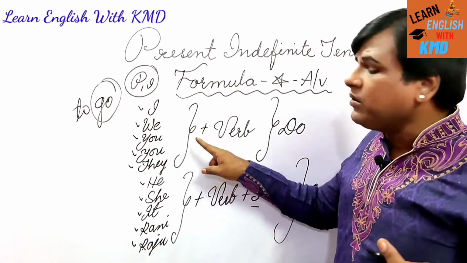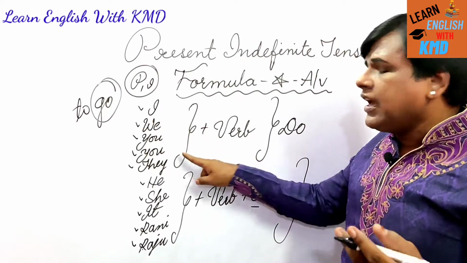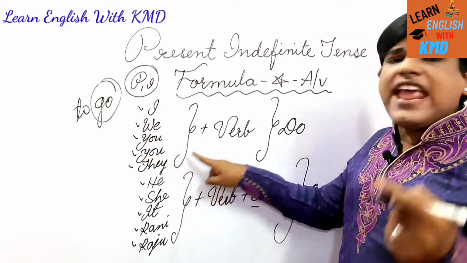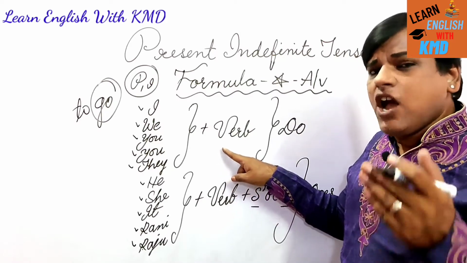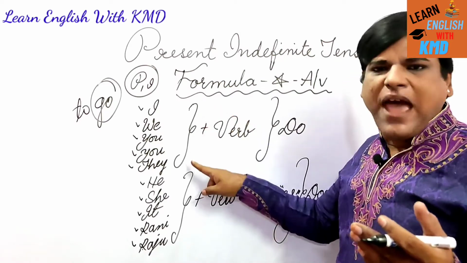We go to school. You go to school. They go to school. We are following the formula very strictly here. We're just adding the verb after the persons.